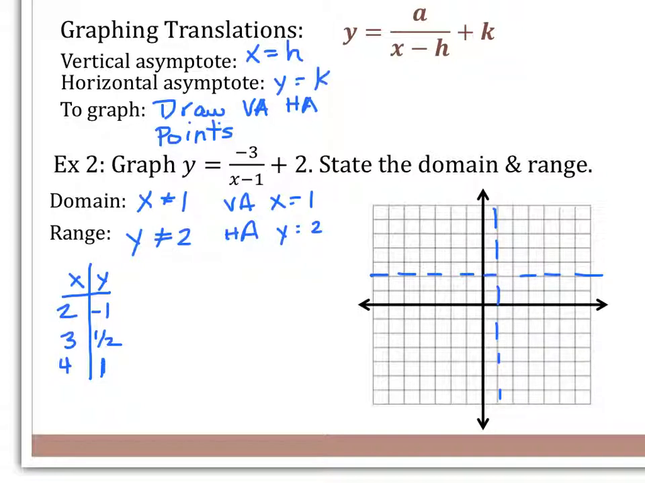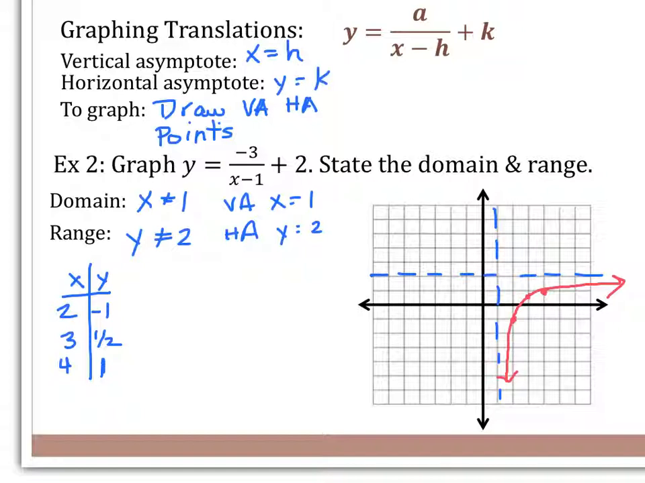So I've got 2, negative 1. We've got 3, 1/2, about right there. And then we've got 4, 1. And I'm going to move that because I missed it. There we go. We're going to connect those into a smooth curve. We're not going to touch the asymptote.